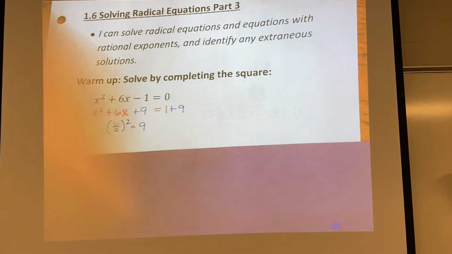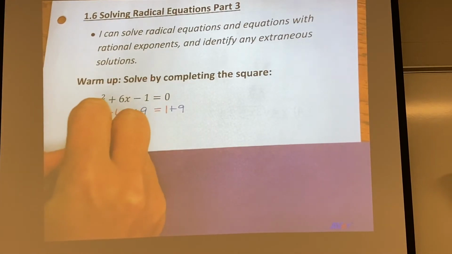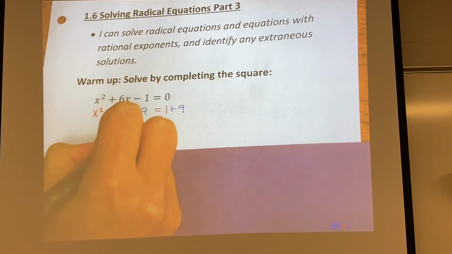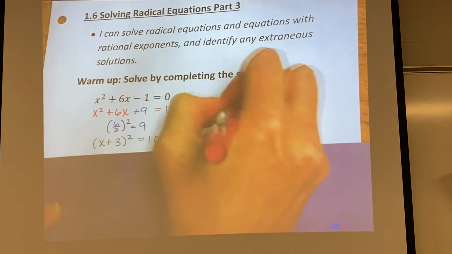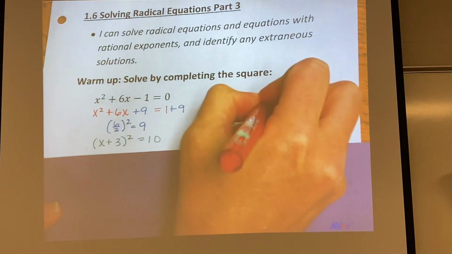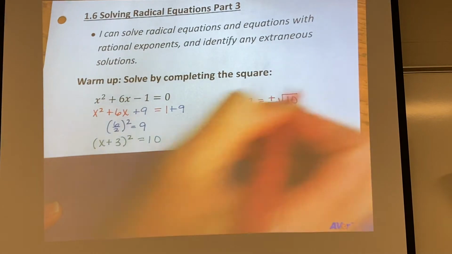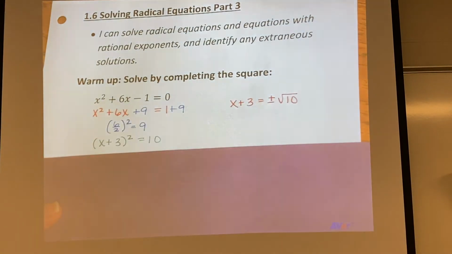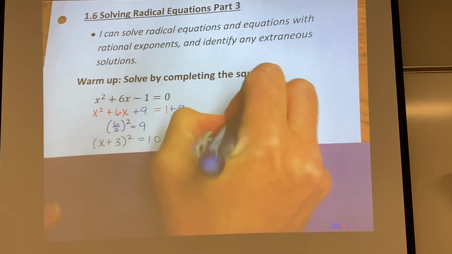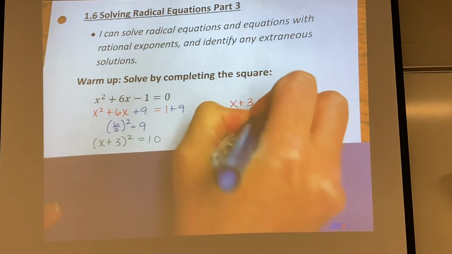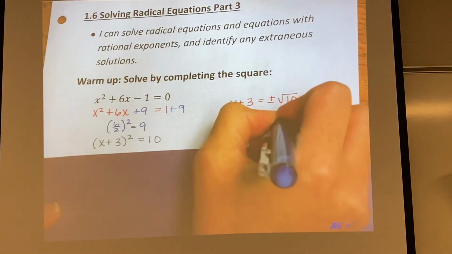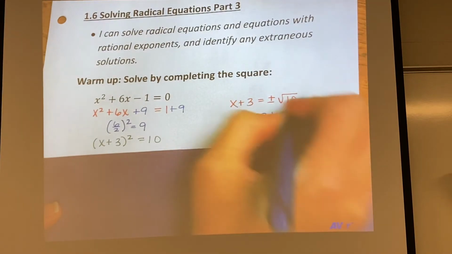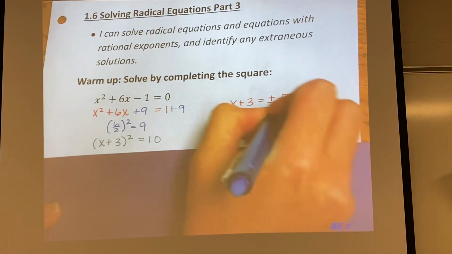We then factor the left side. It always factors to x plus half of b squared. And then to solve, we take the square root of both sides. So that gives us x plus 3 equals plus or minus the square root of 10. And then we have to get x by itself and see if there's anything else we can reduce. The negative 3 has to go before the plus or minus. 10 does not have a perfect square that goes into it, so we do not have to simplify that anymore.